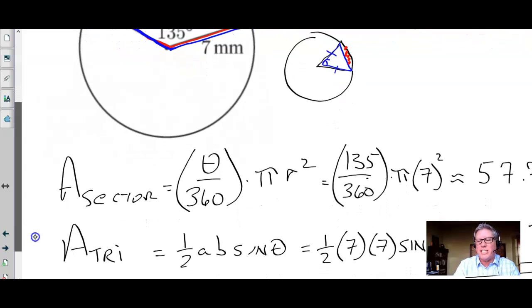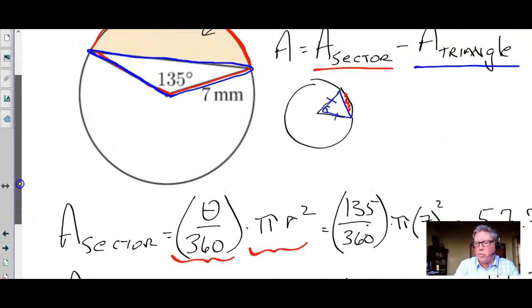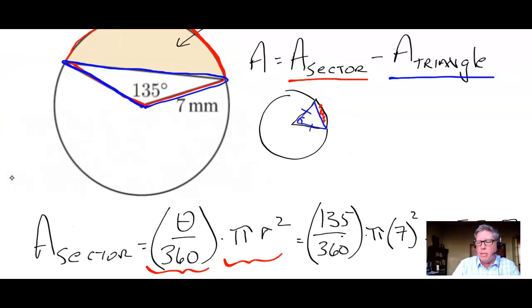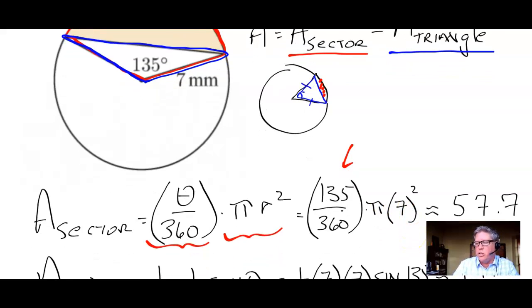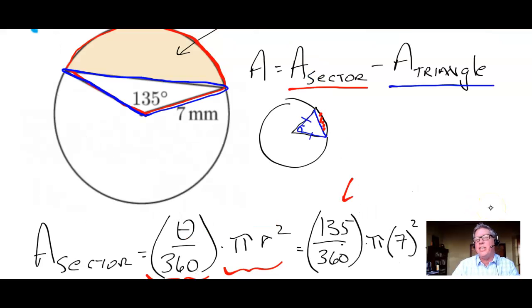So how do you find the area of a sector? Well, it is a fraction of the whole. Look at that, that is a really cool formula. Pi r squared is the area of the whole circle, right? And theta over 360, I use 360 because we're working in degrees here. 135 over 360 is a fraction of the entire area. When we do that, we get 57.7. That's the area of the sector, the whole piece of pizza.